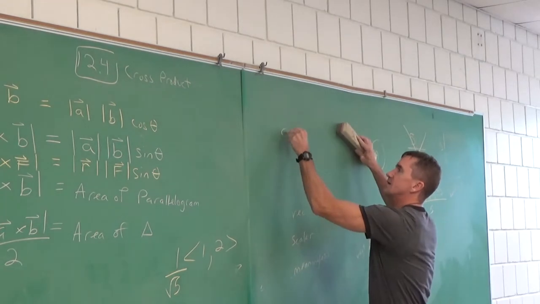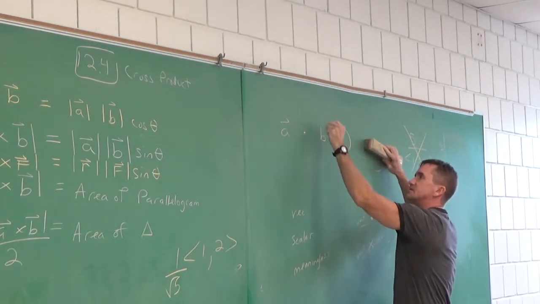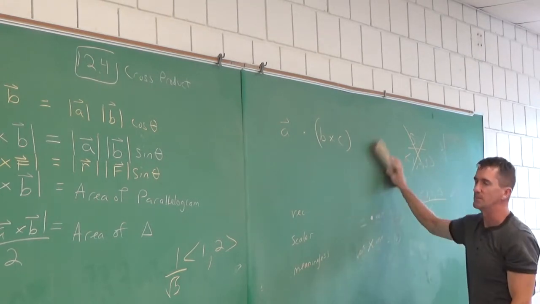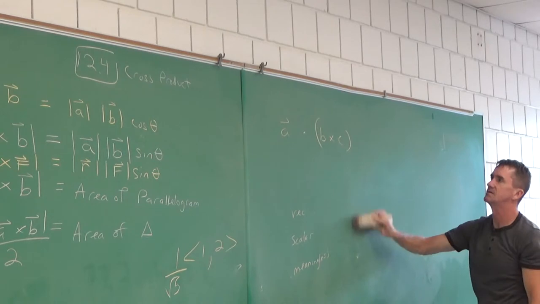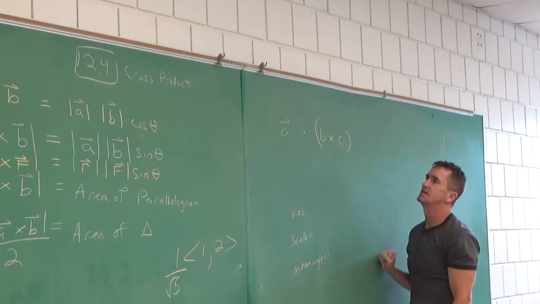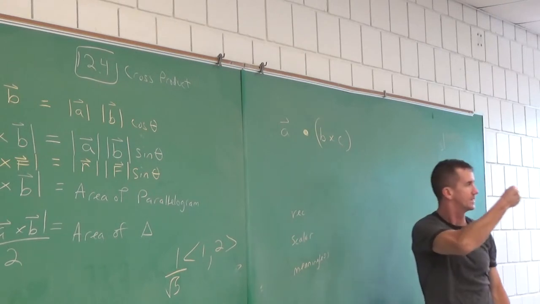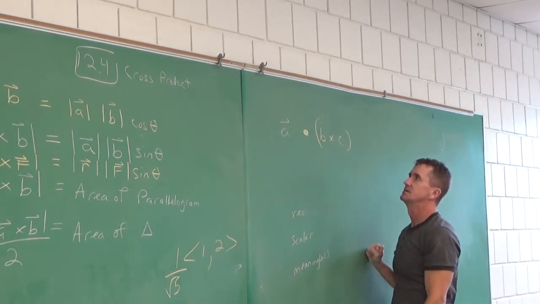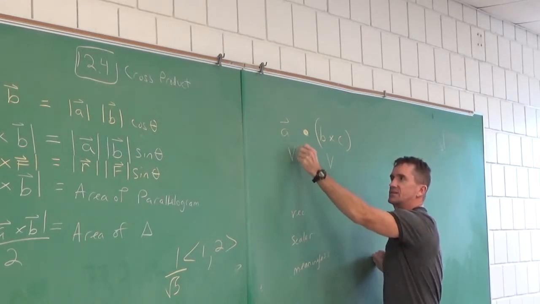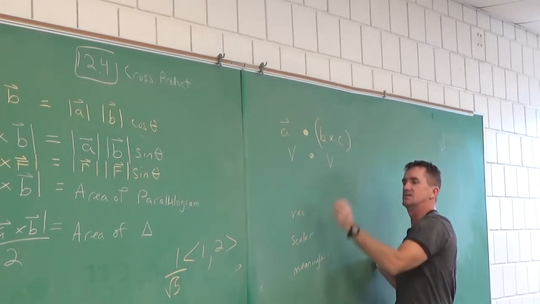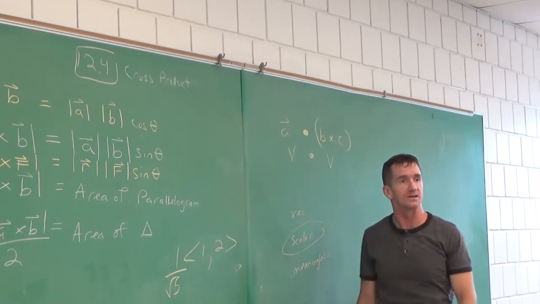How about this? Vector, scalar, or meaningless? Some of you are probably pretty fast too. Vector. B and C are vectors. That's a dot too. I want to make sure when I made that dot, I made it big so you know it's a dot. But B and C are vectors. So that's a vector. That's a vector. Vector dot vector is a scalar. That had meaning. That would have meaning.